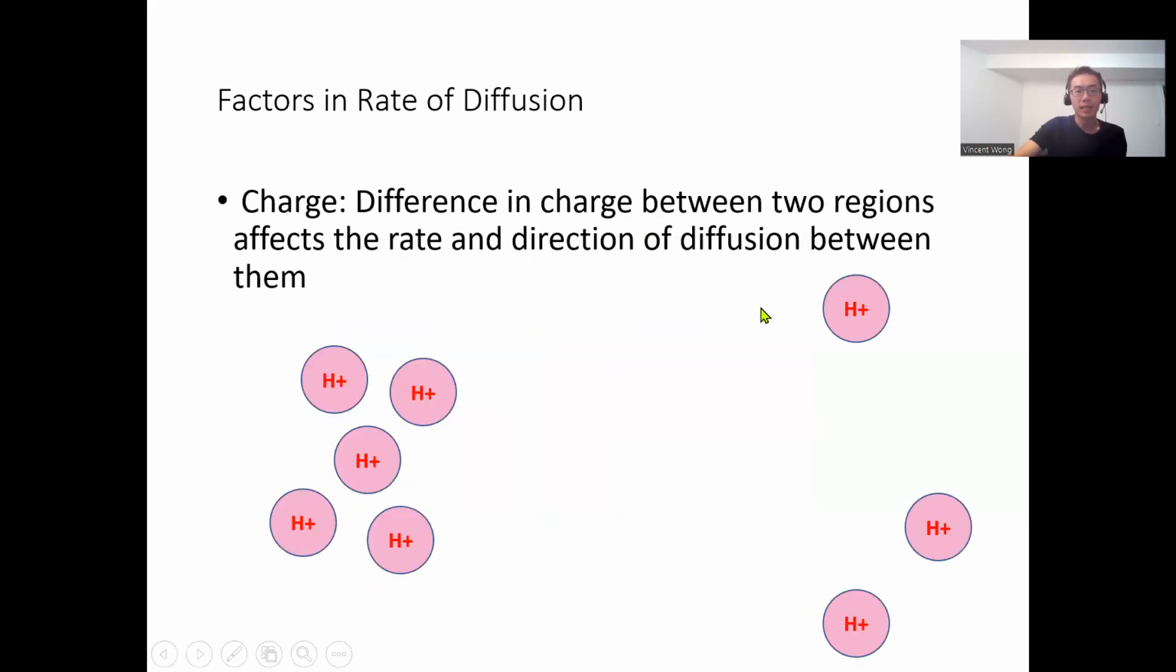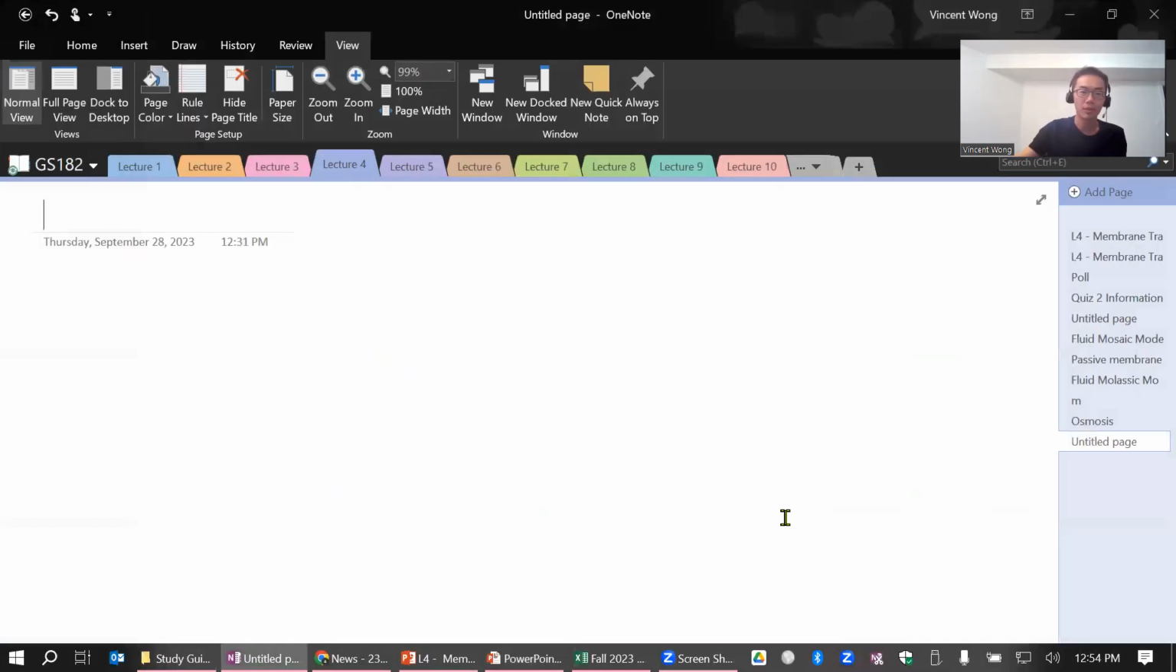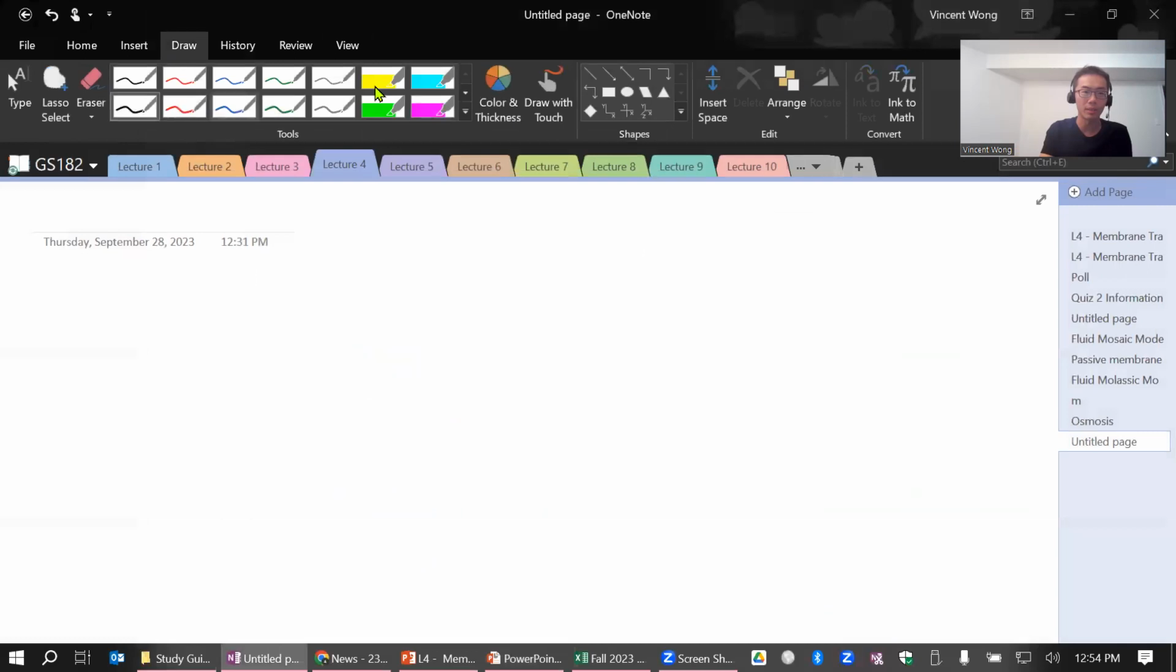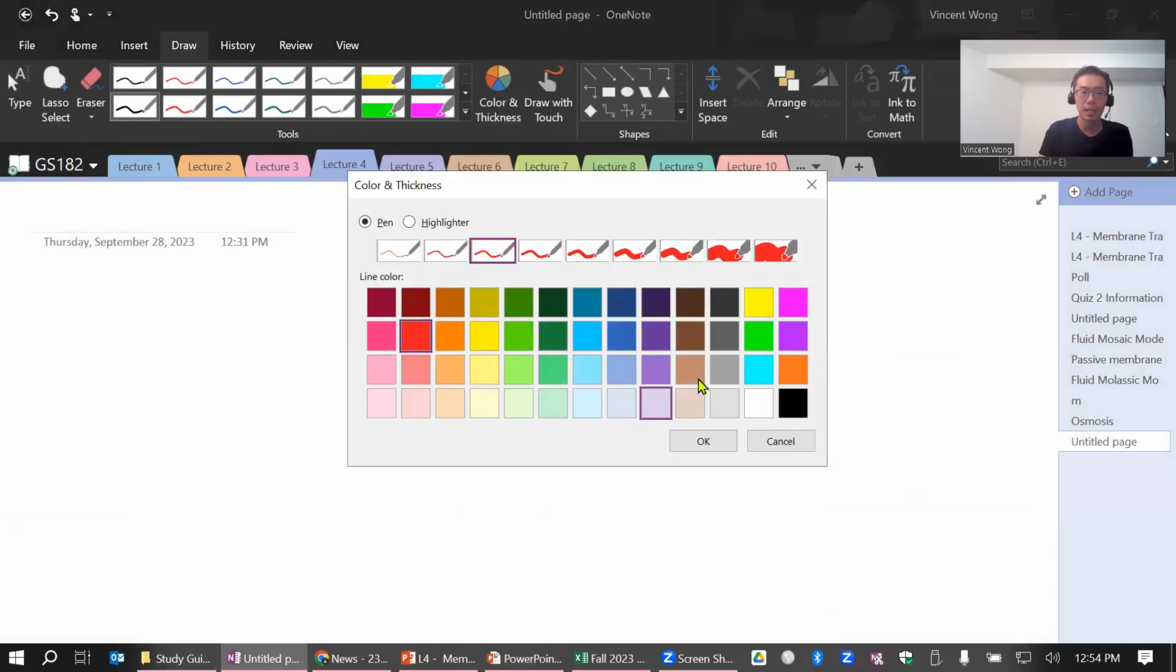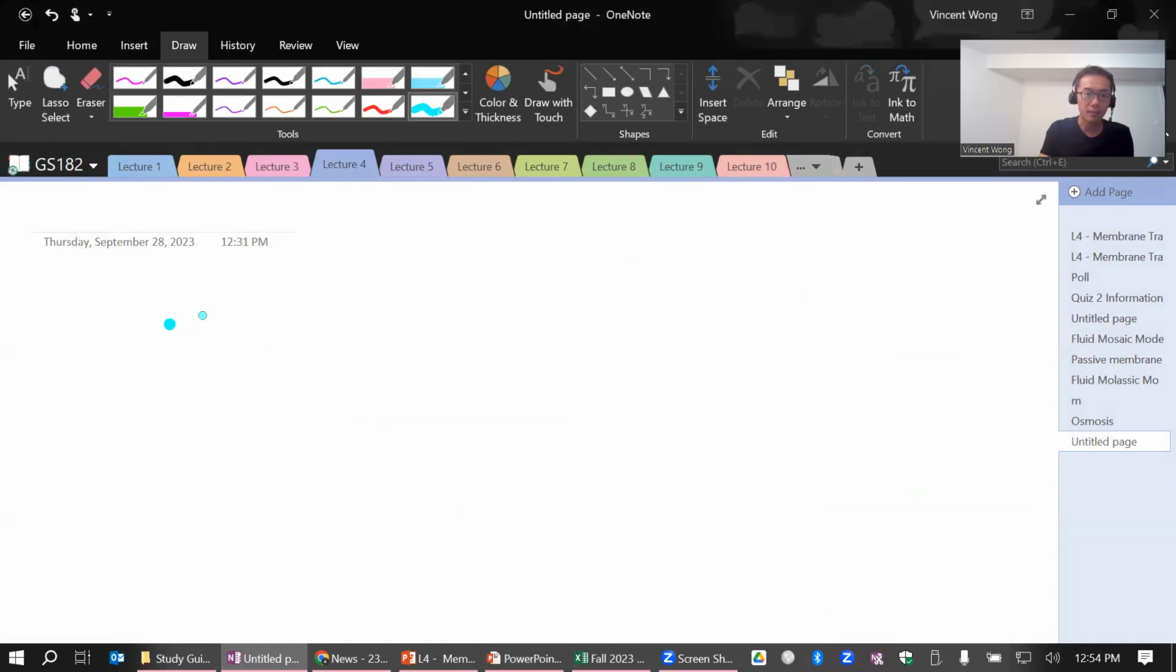The last factor is charge. All right, this one, maybe I need to draw it out for you. You don't have to draw this. We're gonna have a lot of drawing coming up in a bit. But let's say we have two kinds of particles here. Okay, let's say we have these ones here. And then down here we have the same particle, but now I'm gonna give them a charge. I don't know why they don't show up. Let me just try it one more time.